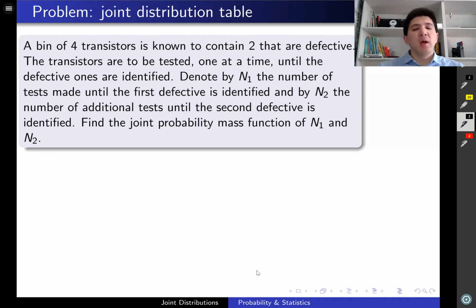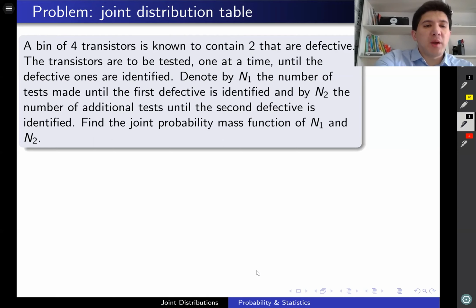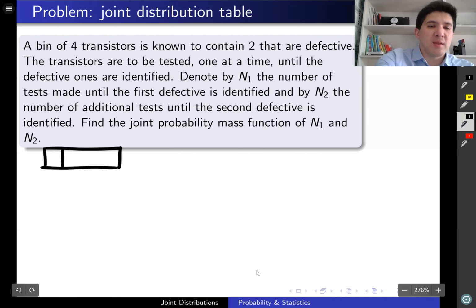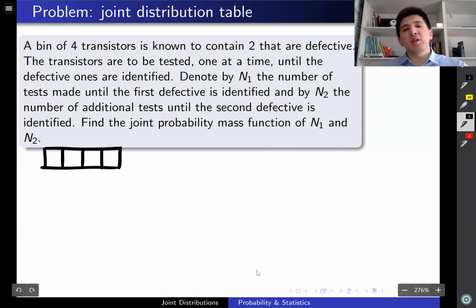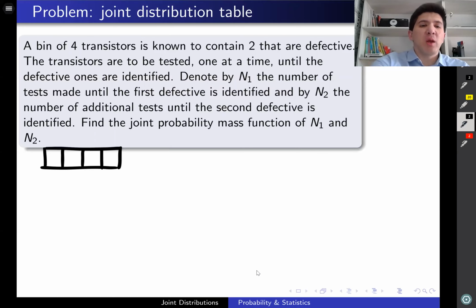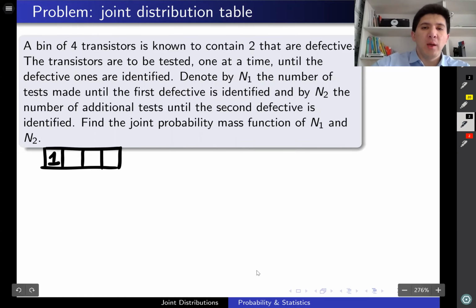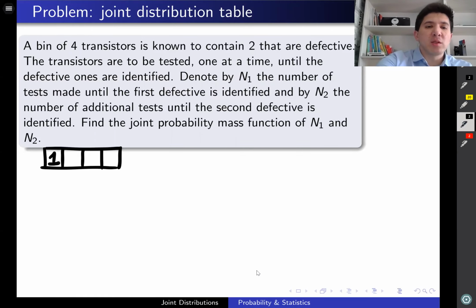In order to solve this problem, we are going to use the so-called box method. In this box, I'm going to have 4 boxes, the result of each trial. I will choose one transistor at a time, and whenever I choose a transistor, if it is defective, I'm going to denote this as 1, and if it is not defective, I'm going to denote this as 0. Defective as 1, non-defective as 0.